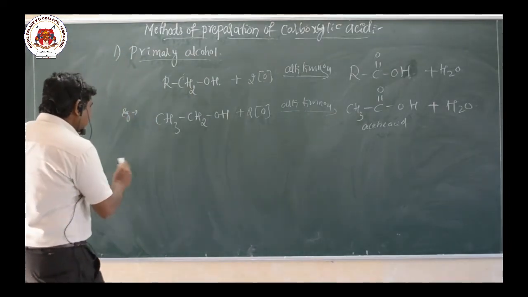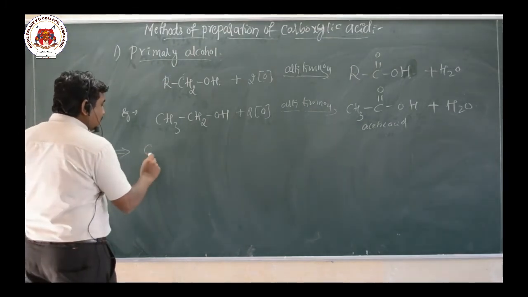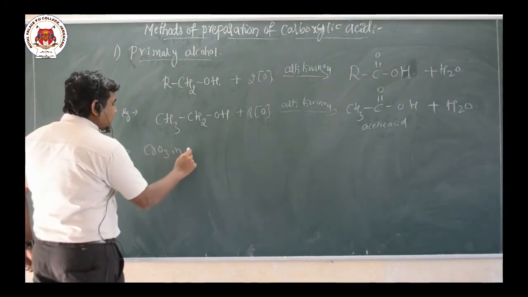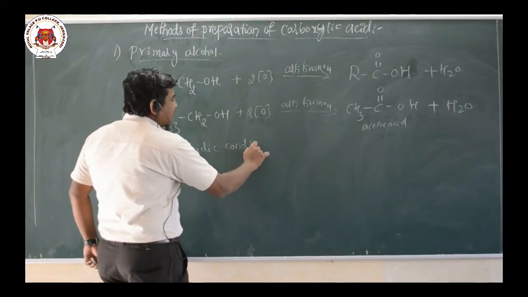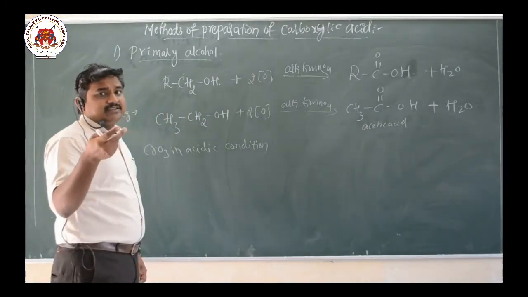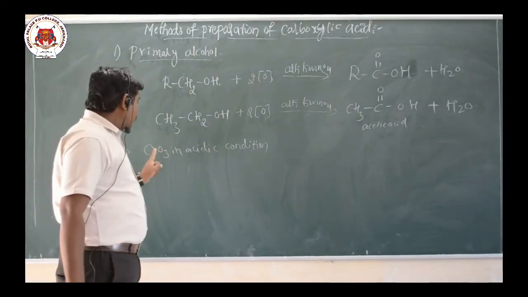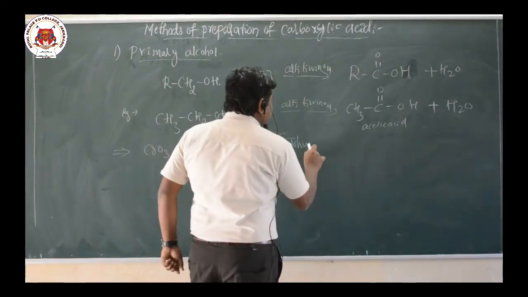Now I will take one more example, the oxidizing agent chromium trioxide in acidic condition. Already I told you the oxidizing agents KMnO4, K2Cr2O7 in acidic or basic condition. Now here is chromium trioxide in acidic condition. That is called Jones reagent.